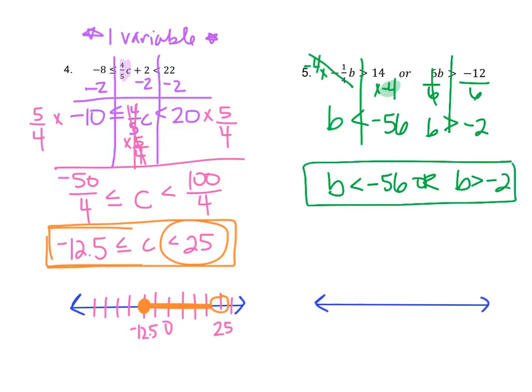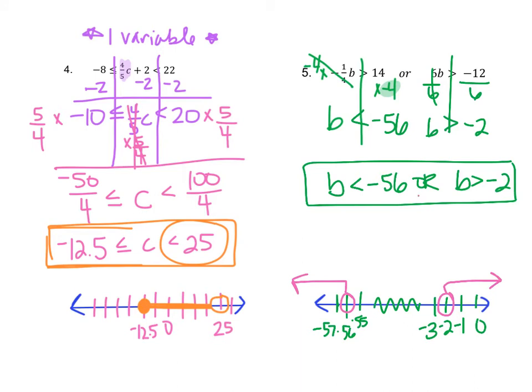Now when I graph this, because my numbers are so far apart, here on the bottom of my number line, I'm going to have negative 57, negative 56, and negative 55. And then by putting in this zigzag, that means there's going to be a break in my number line. Then I have negative 3, negative 2, negative 1, and 0. At negative 56, I am going to have an open circle, and B is less, so it's going to go down. At negative 2, I will also have an open circle, but B is greater, so it's going to go up. Notice because it's an OR statement, my arrows go apart from each other.